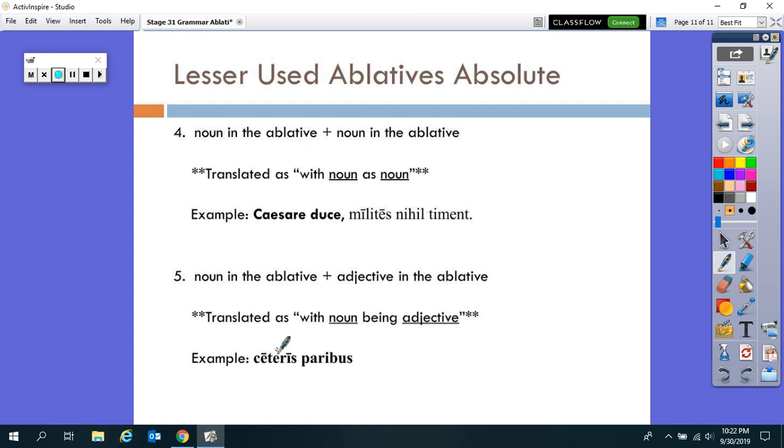You've had this famous phrase before, ceteris paribus, plus it's a term you're going to learn in econ, with all other things being equal. That is another example of an ablative absolute. So look for ablative words at the beginning of a sentence, and usually it's going to be a noun plus a participle. Okay, that's it.